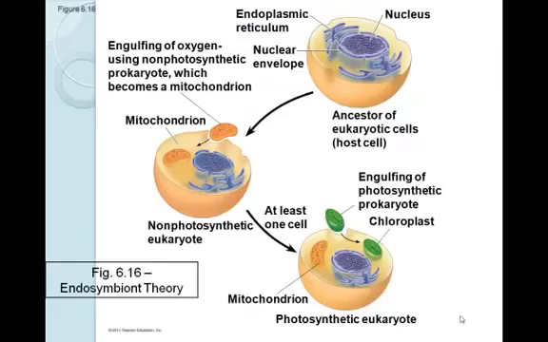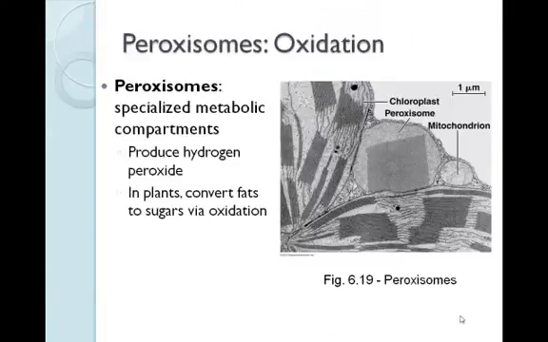The endosymbiont theory was proposed by Lynn Margulis in 1966 to explain the origins of both mitochondria and chloroplasts. It is thought that the chloroplast was derived from early photosynthetic prokaryotes that were engulfed by other non-photosynthetic cells. The mitochondrion was formed when an oxygen-using prokaryote was engulfed by another cell. In a sense, we have our bacterial ancestors living inside of us.